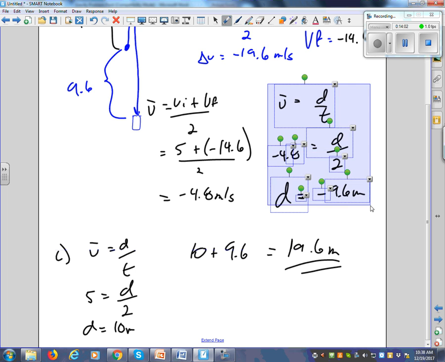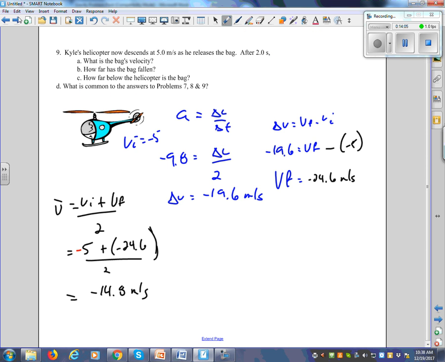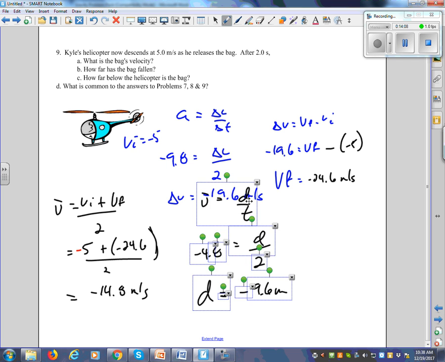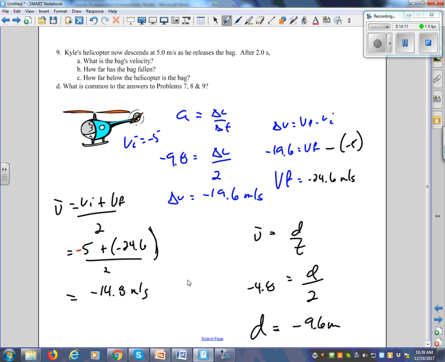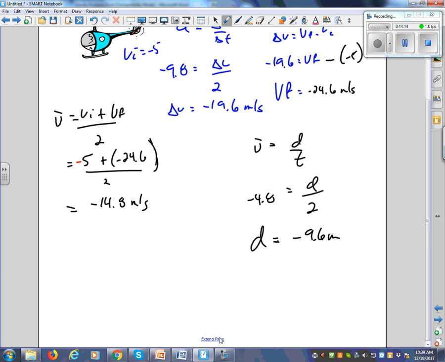Same steps. V bar equals d over t. The average velocity is not 4.8, it's 14.8. Right? And then you got to multiply by 2. 29.6. It fell 29.6. How come it falls farther this time? Because it's going faster. Right? It starts off going minus 5. It's going to go farther.